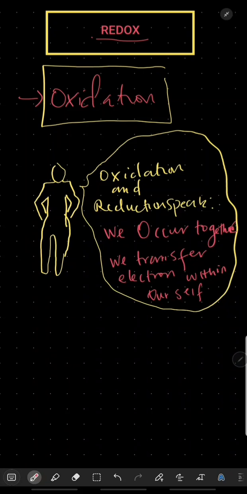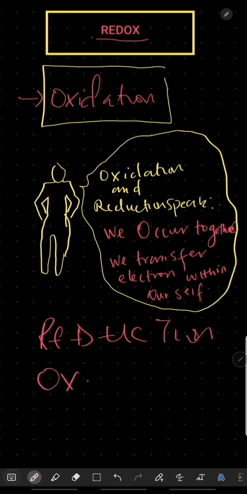So redox reaction is made of two simple words. The "red" comes from the word reduction, and the "ox" means oxidation. I repeat again, "red" means reduction and "ox" means oxidation. Now you can see from this illustration, oxidation and reduction occur together simultaneously.